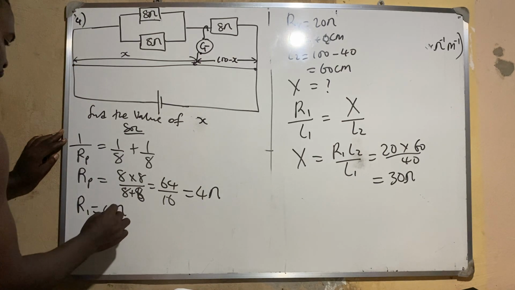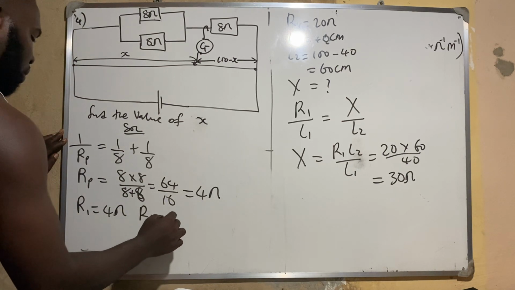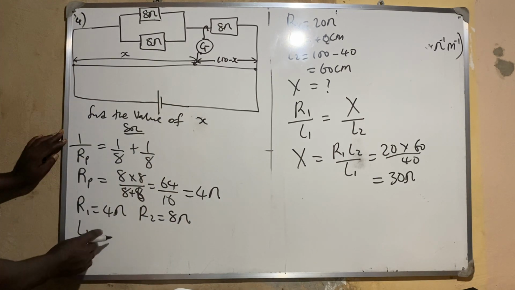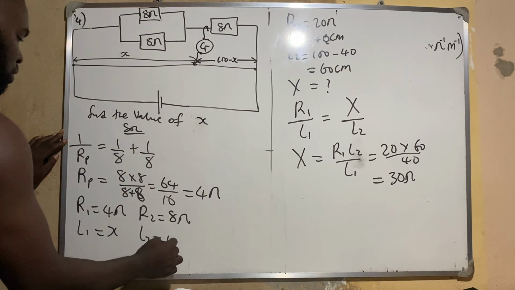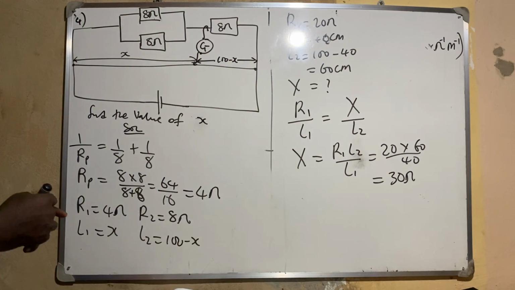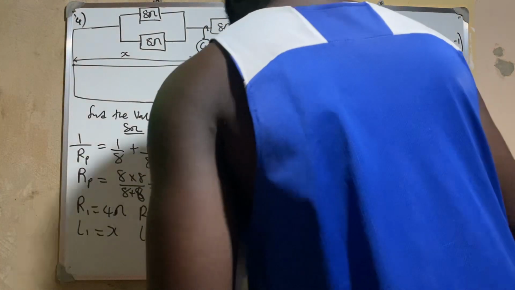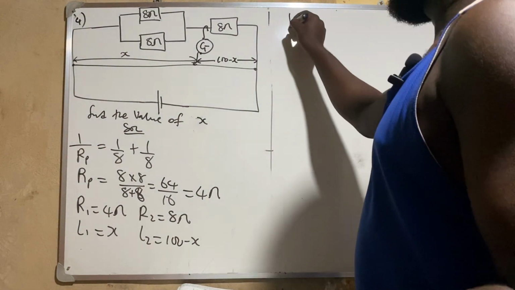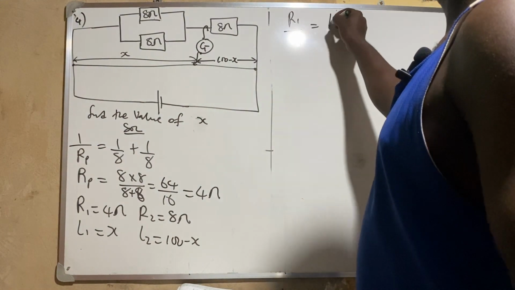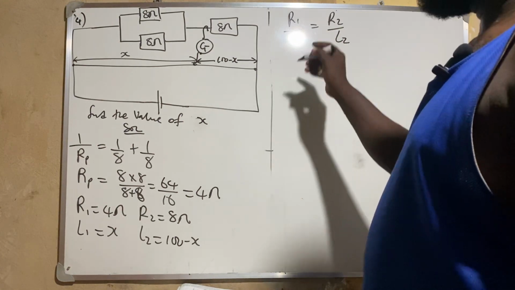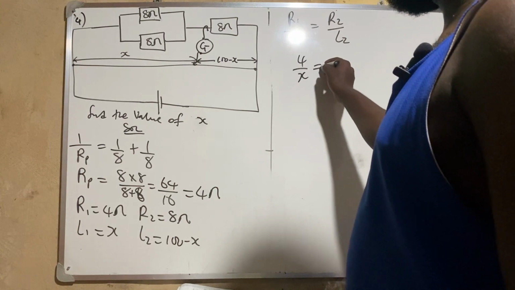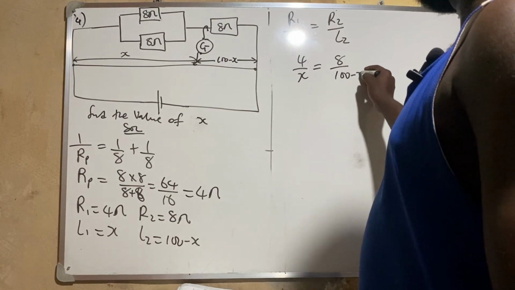So which means my R1 is now my 4 ohms. Then my R2 is now my 8 ohms, the other one that is in series. Then my L1 is X, and my L2 is 100 minus X. So if I still use my formula, that my R1 over L1 is equal to R2 over L2, then putting everything in, I have 4 over X is equal to 8 over 100 minus X.